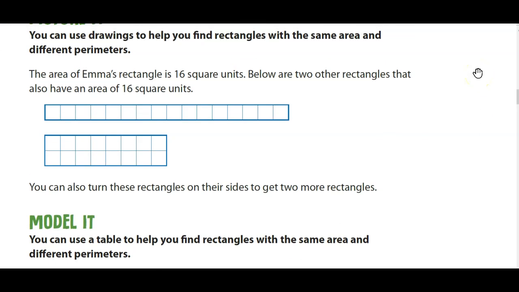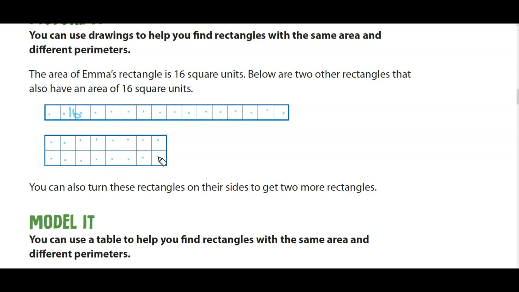You can use drawings to help you find rectangles with the same area and different perimeters. The area of Emma's rectangle is 16 square units. Right here, she has 1, 2, 3, 4, 5, 6, 7, 8, 9, 10, 11, 12, 13, 14, 15, 16. So this one has an area of 16. This one also has an area of 16. Below are two other rectangles that have the same area, 16 units.